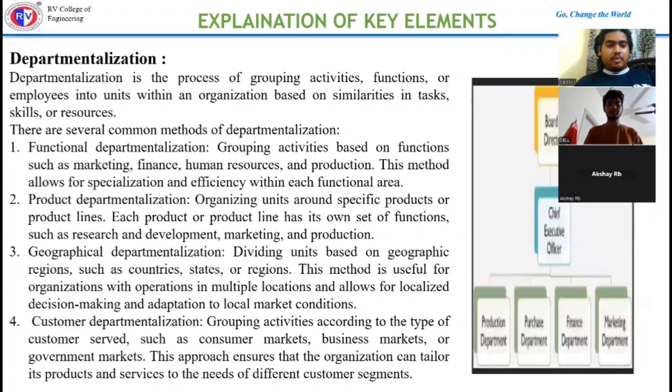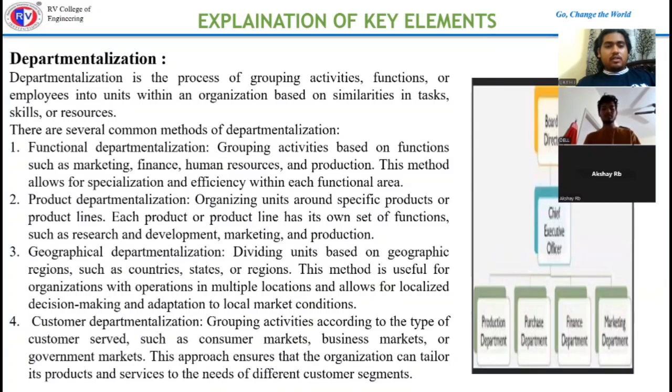So next, departmentalization. Departmentalization is a process of grouping activities, functions, or employees into units within the organization based on similarities in tasks, skills, or resources. We know that to work efficiently on a project, we need to divide the main work into sub-works which have to be coordinated in a similar direction so that the work can move efficiently and be done progressively.